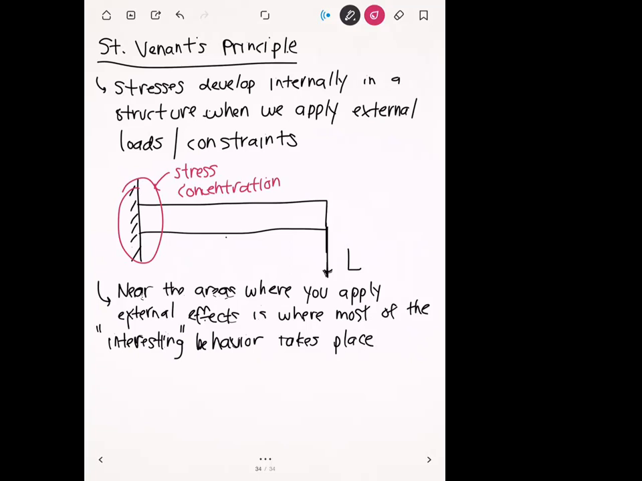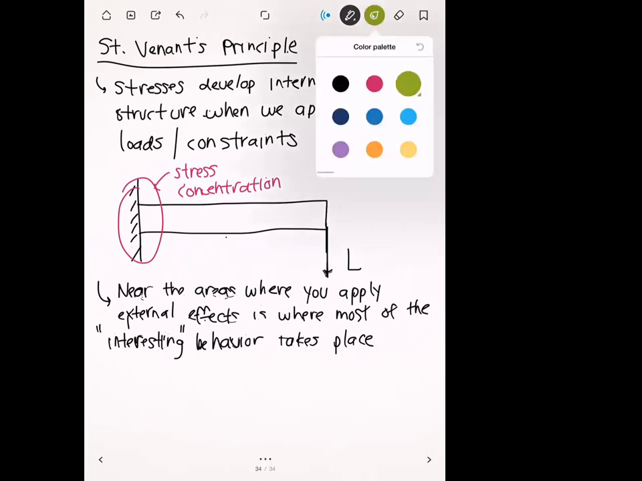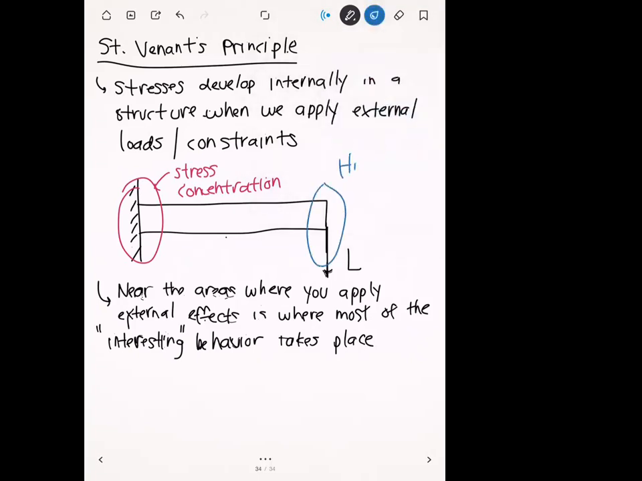Near the fixed support, that's where we're going to have a stress concentration. Whereas on the right side, where we're applying the load, this is where our highest deformation is going to be. And so on one end, we have the highest stress, and on the other side, we have the highest deformation, right? What do those two locations have in common? That's where we're applying our external effects. That's where we're applying our external support, and that's where we're applying our external load.